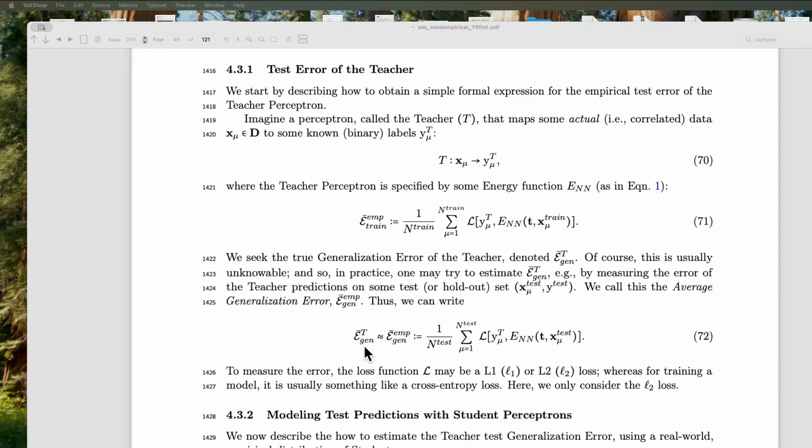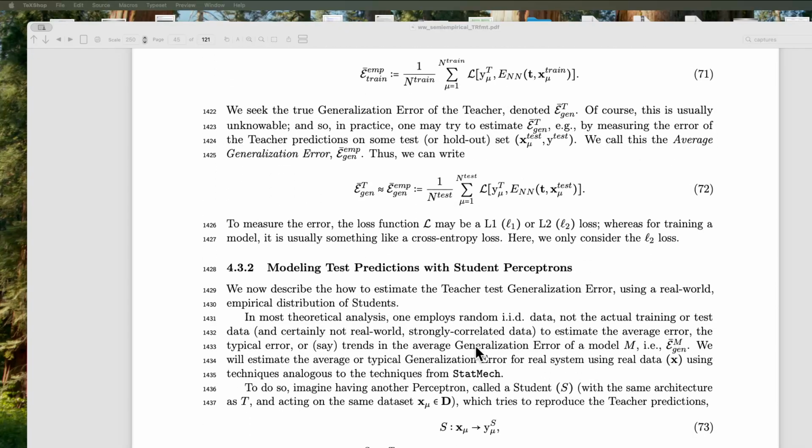And so we say that the true generalization error of the teacher is approximately the empirical generalization error, which we obtain by just measuring over the test set. This is all stuff you sort of know. And the goal here is just to lay out the math and the formalism so you see what we're going to do later. So that's all we're doing here.